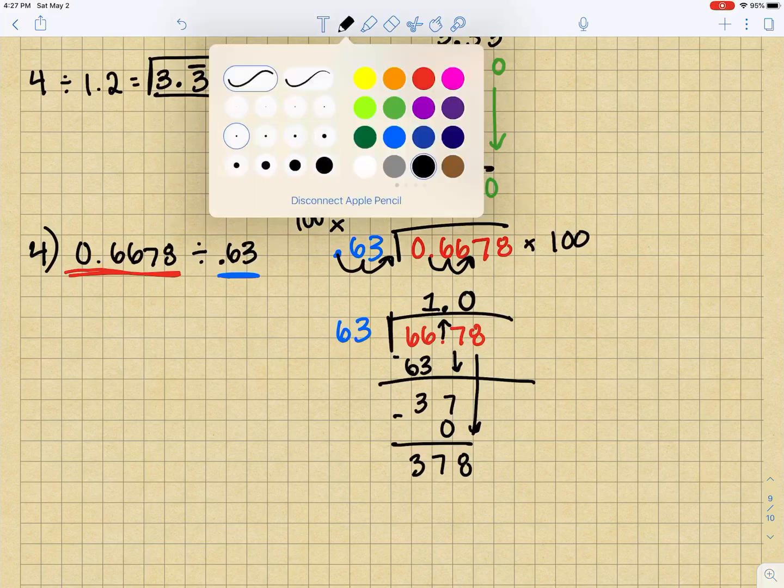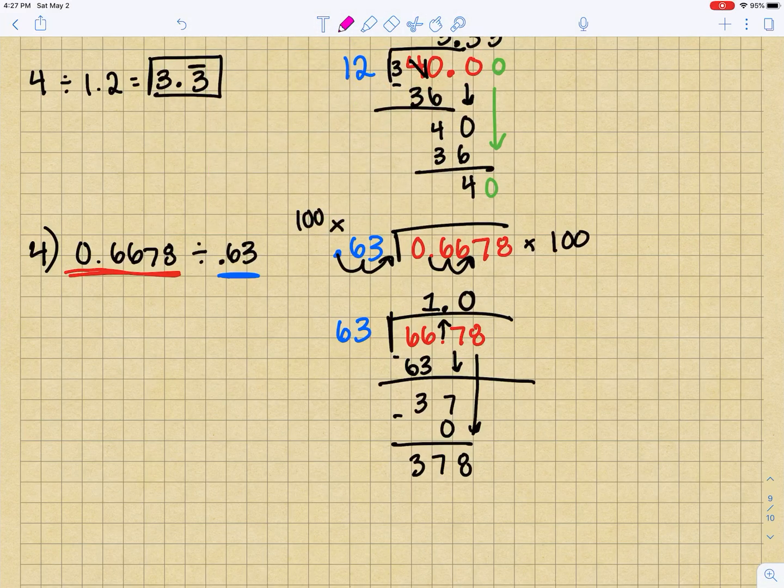Oh my goodness. Let's try a few different numbers here. I know that 60 times 5 should be 300. So let's try 63 times 5. Let's see what happens there. 5 times 3 is 15. Carry the 1. 5 times 6 is 30. 30 plus 1 is 31. Hey, not bad. I'm at 315. Maybe I can add one more 63 to this.